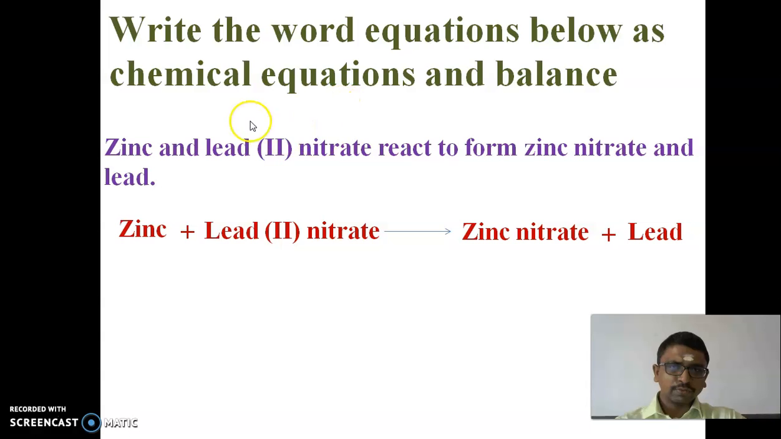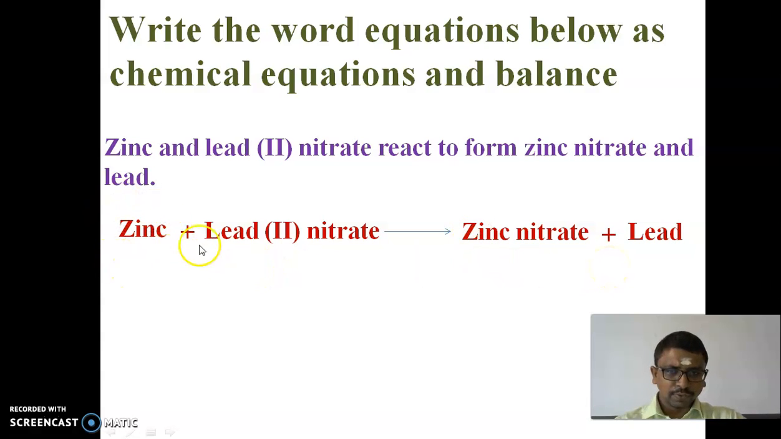We have to convert this statement to a word equation first, and further we have to convert this word equation to a skeleton equation. So first, what are the reactants here? Zinc and lead 2 nitrate are the reactants. And what is the product here? Zinc nitrate plus lead is the product.